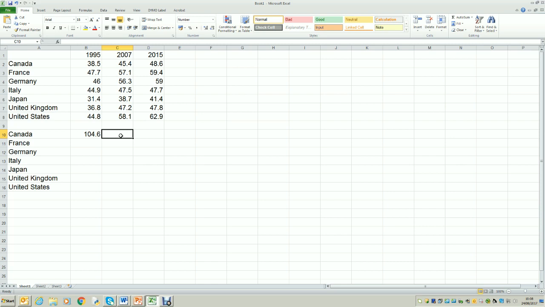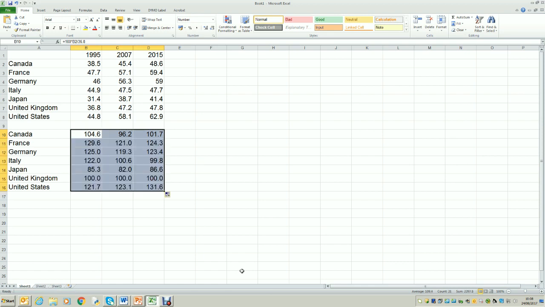Now I'm going to repeat this calculation for the other 2 years. So we've got 100 multiplied by this cell here, then divide that by productivity for the UK, 47.2, and then finally for 2015 I've got 100 multiplied by this cell divided by 47.8. Now I can copy this row downwards and fill in all the cells immediately, so highlighting that and dragging down. I now have measures of productivity, or index numbers for productivity, using the UK as a base for all the countries for the 3 years.